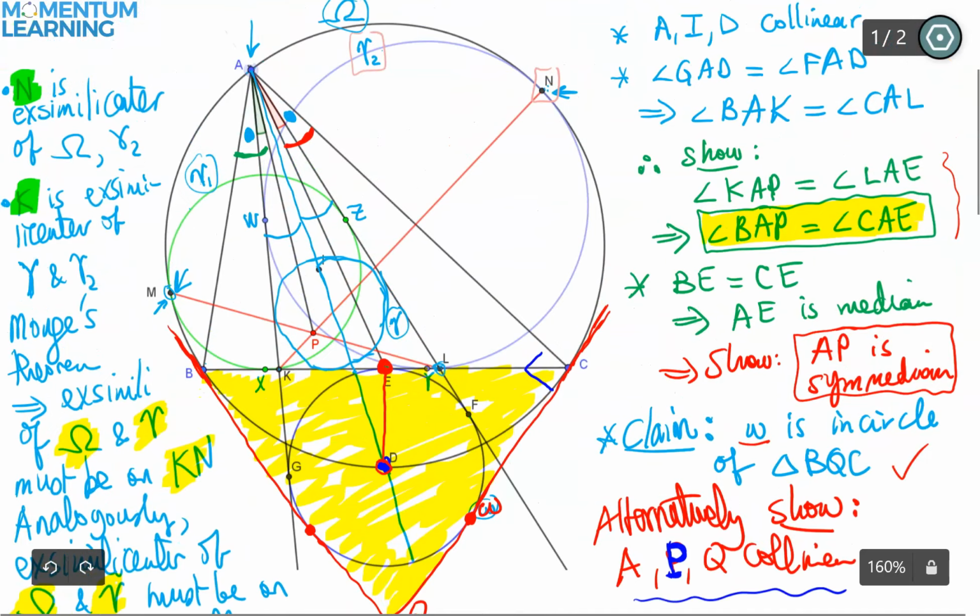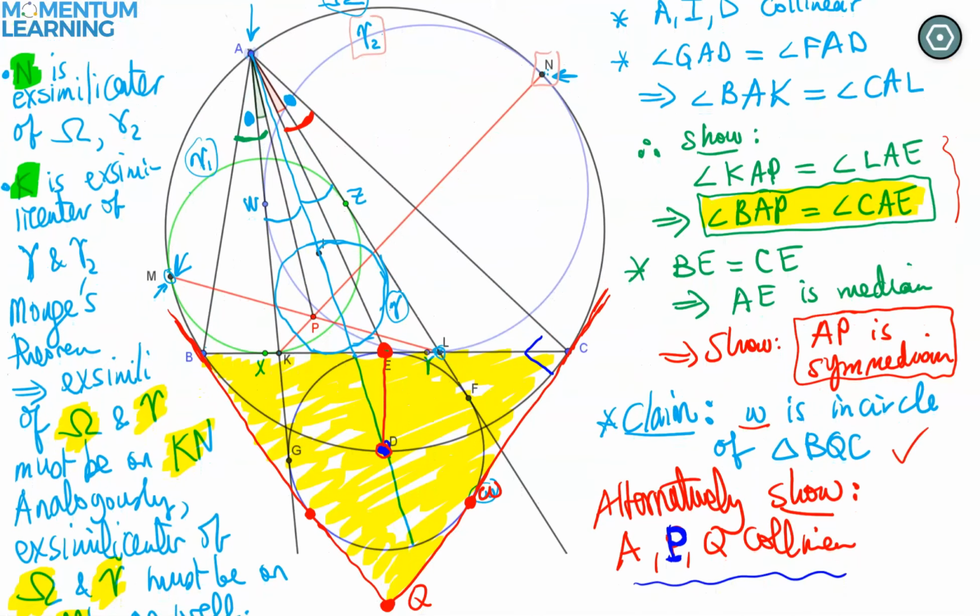There's only one point which satisfies both conditions, right? And it is the point P. Oh my goodness. So P is the exsimilicenter of these two circles. But how can it be?